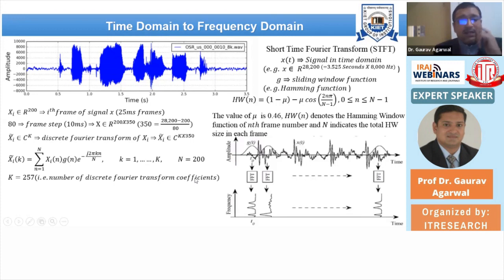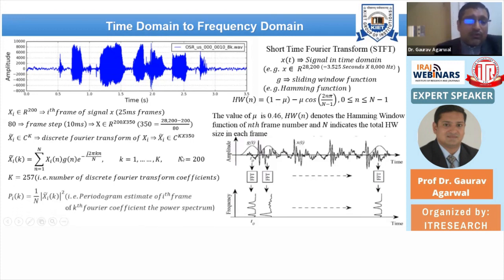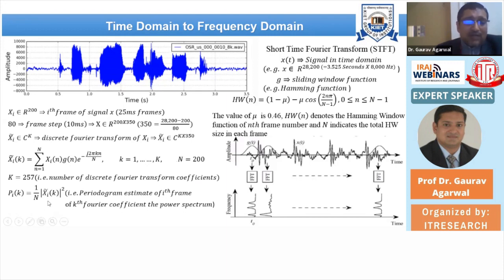When we apply the discrete Fourier transform coefficients at k equal to 257, we have the periodogram estimation of the ith frame in the form of a power spectrum. This power spectrum is represented as P and the domain is 257 by 350. Now a single signal of 200 samples has 257 Fourier transform coefficients. So the total signal is 257 by 350.